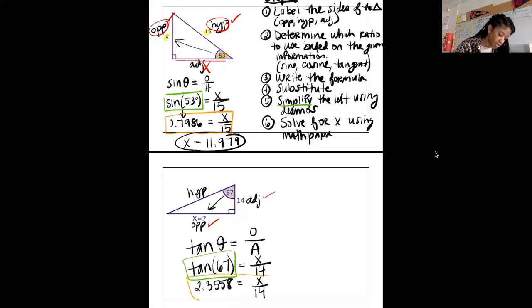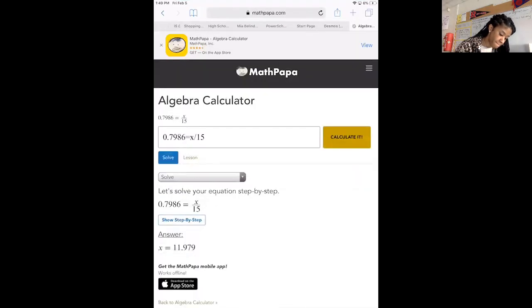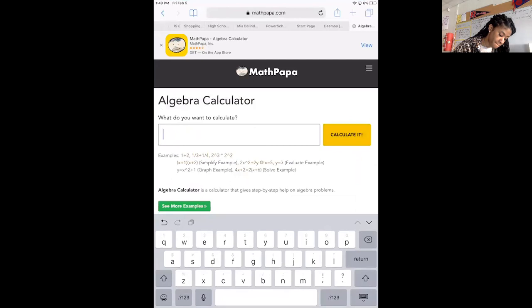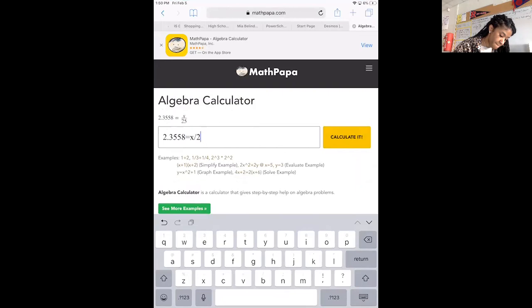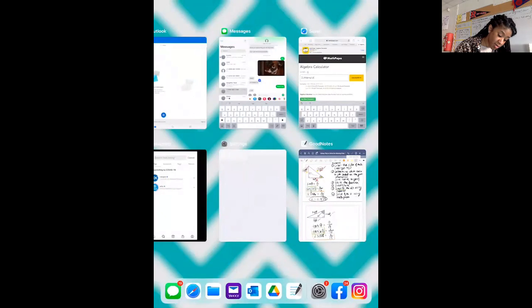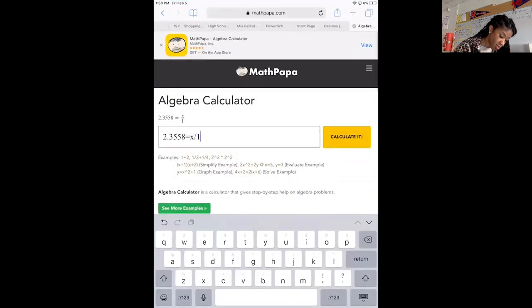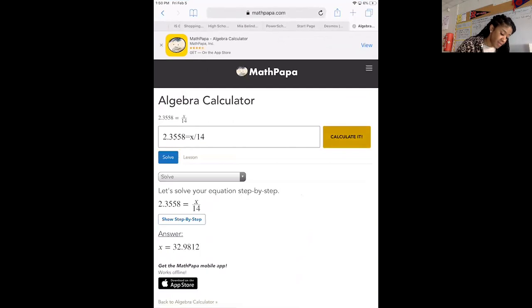Now we're going to put this whole thing in Math Papa. 2.3558 equals x over 15. I don't know why I'm typing so crazy today. Let me just make sure that's right. Oh, nope, it's 14. Good thing I checked. Okay, so 2.3558 equals x over 14. Calculate it, and my answer is 32.9812.